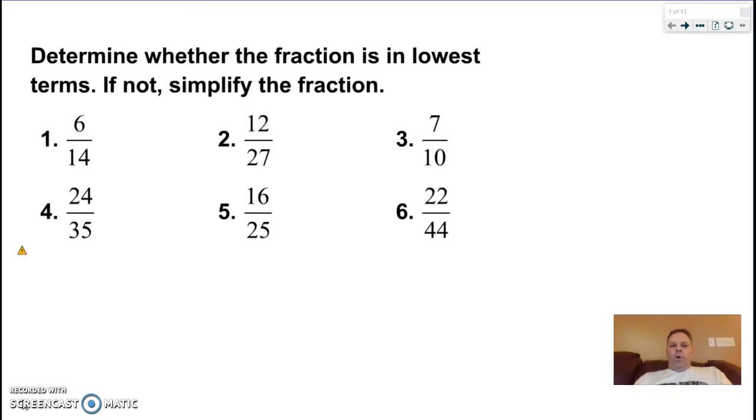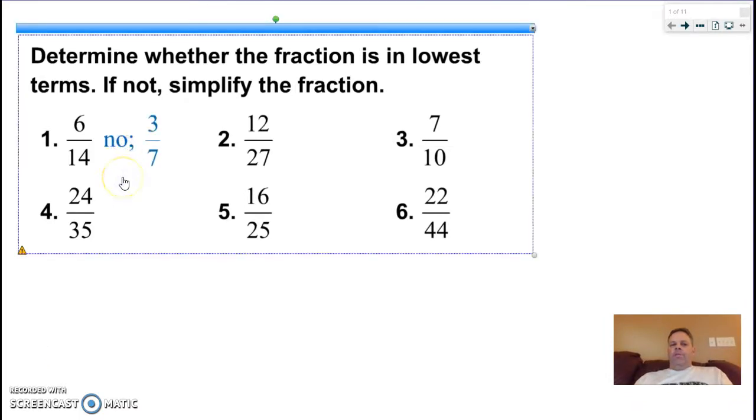In example number 1, the fraction is not in simplest form. We can divide both of those by 2, and our answer is 3/7. In example number 2, the fraction is again not in simplest form. We can divide both by 3, and we get 4/9. In example 3, we cannot divide anything into that, so it is in lowest terms.